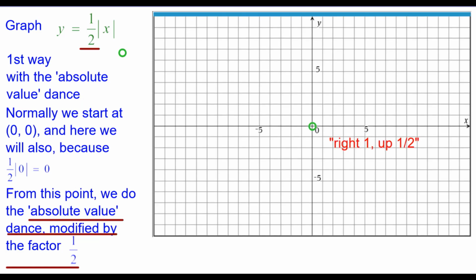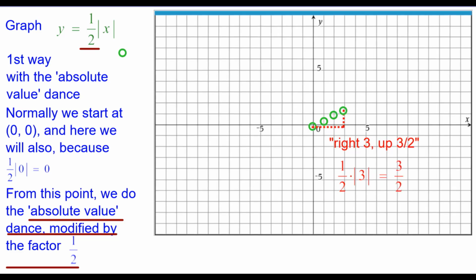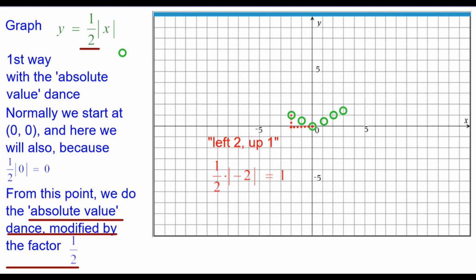coefficient. So we're going to go right 1 up a half, where we would normally go right 1 up 1, but because of the half. Normally we go right 2 and up 2, but here we'll go right 2 only up 1, halfway. Right 3 up 1.5. And on the other side, left 1 up only a half instead of 1, because of the half. Left 2 up 1, and left 3 up 1.5.